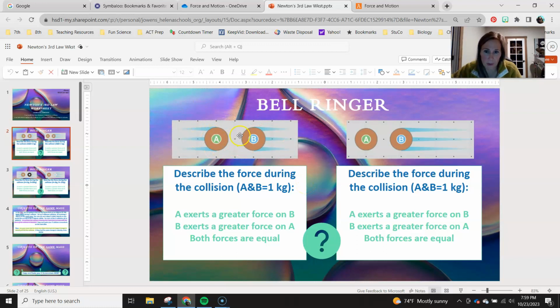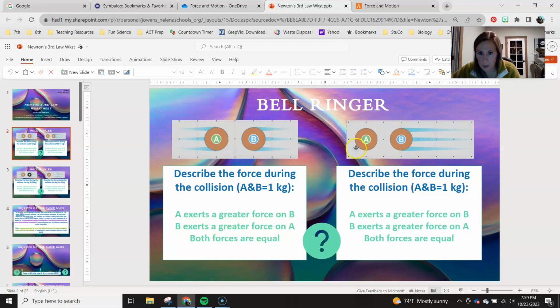You have two objects, both of the same mass, colliding with each other here. It looks like they're both going the same velocity towards each other. So describe the force during the collision. Both pucks are the same mass, so either A exerts a greater force on B, B exerts a greater force on A, or both forces are equal.